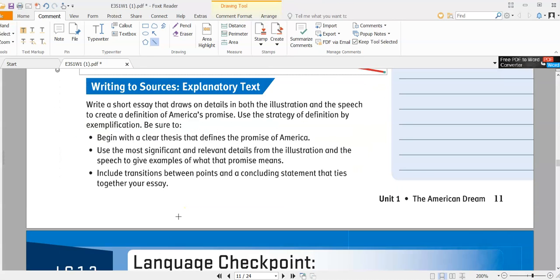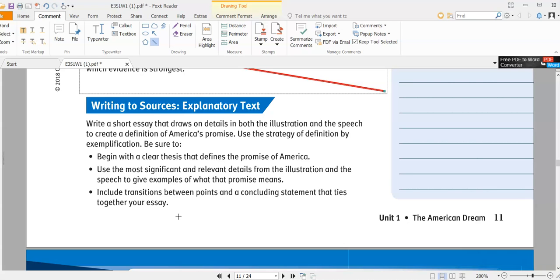So for writing to sources explanatory text, it wants us to write a short essay that draws on details in both the illustration and the speech to create a definition of America's purpose. Use the strategy of definition by exemplification. So you might have to go back to the previous activity if you don't remember what that means. So be sure to begin with a clear thesis that defines the promise of America. Use the most significant and relevant details from the illustration and the speech to give examples of what that promise means, and include transitions between points in a concluding statement that ties together your essay.